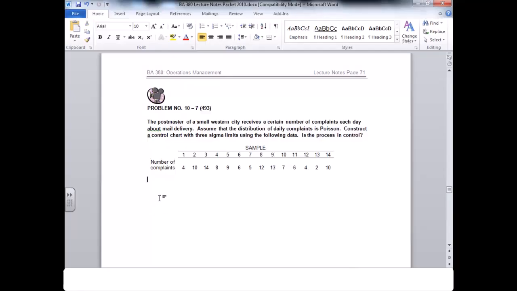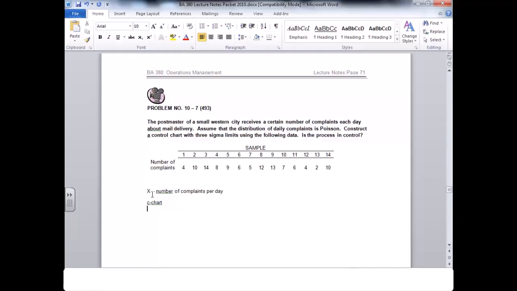So once again, we will define X. What is X in this case? Number of complaints per day. So we're dealing with an attribute. Question for you is, can we convert X in this case in terms of a proportion? No, we cannot, because the maximum number for X is infinite. So the appropriate chart here is known as the C chart.